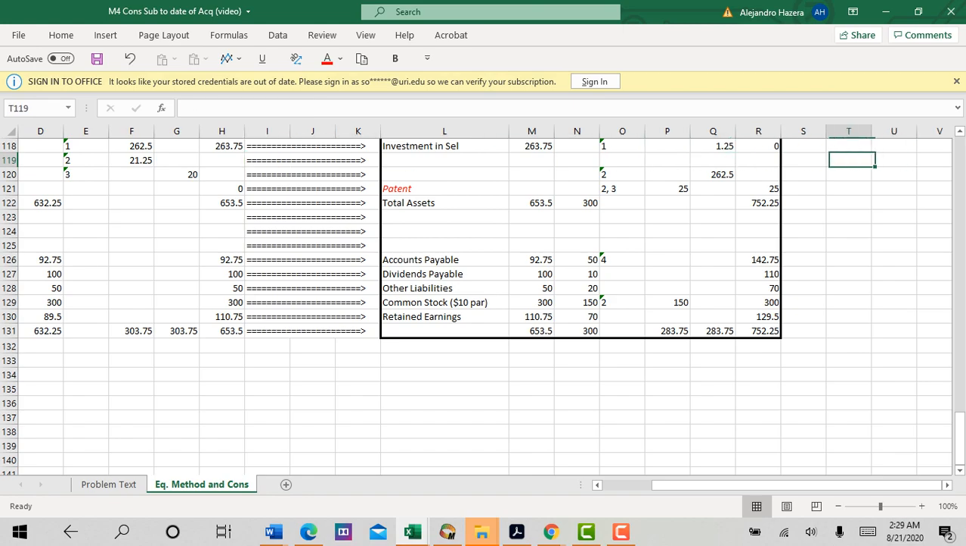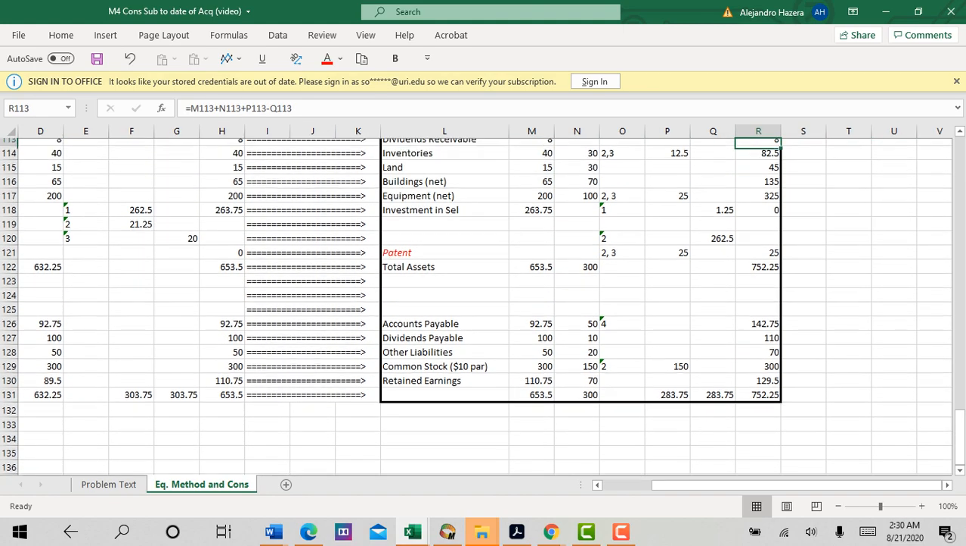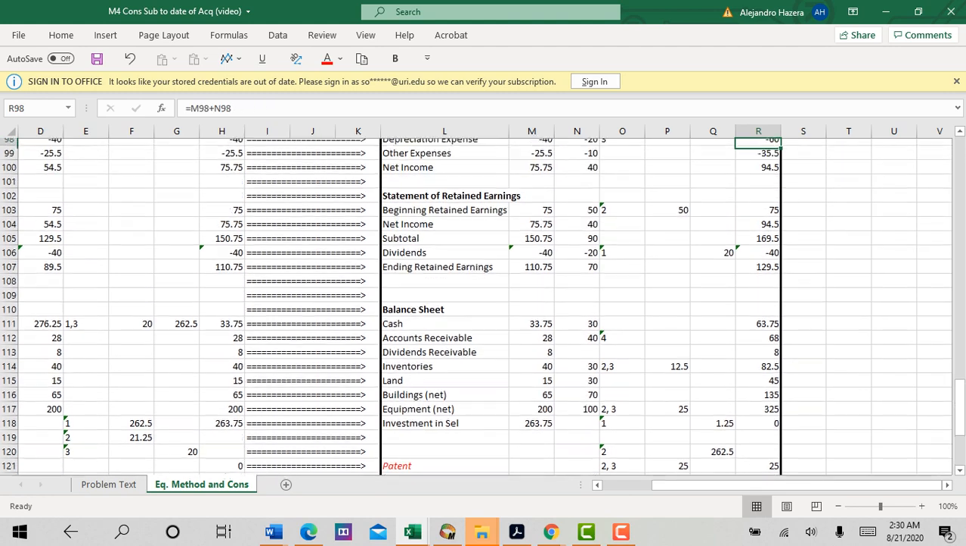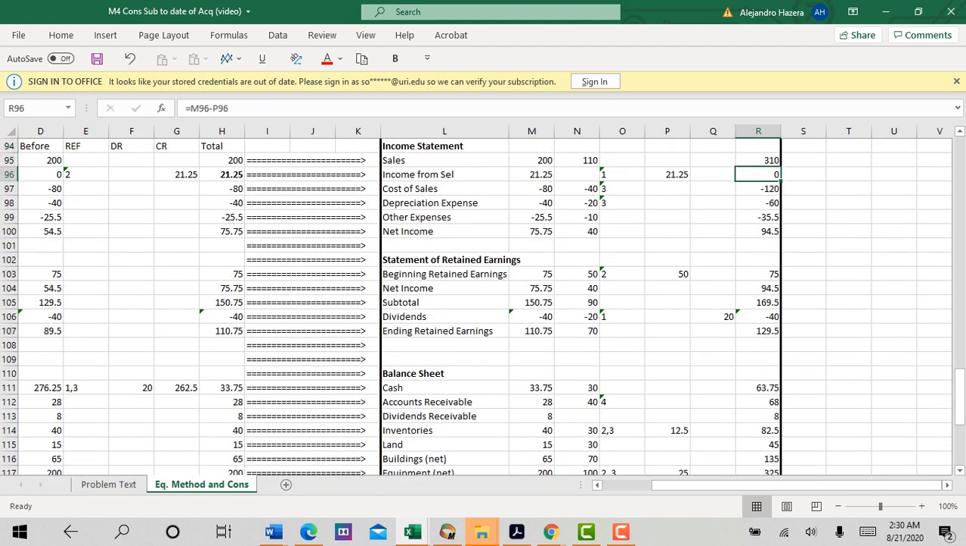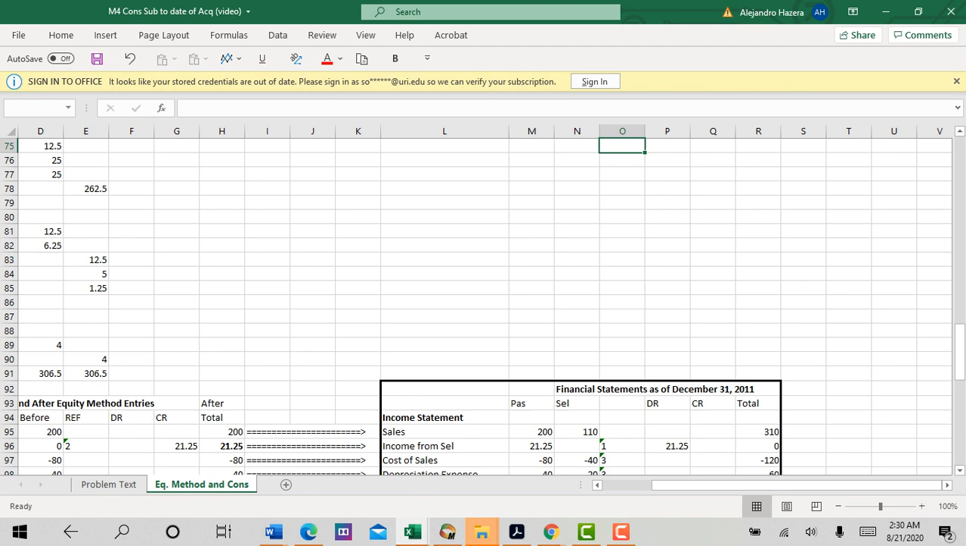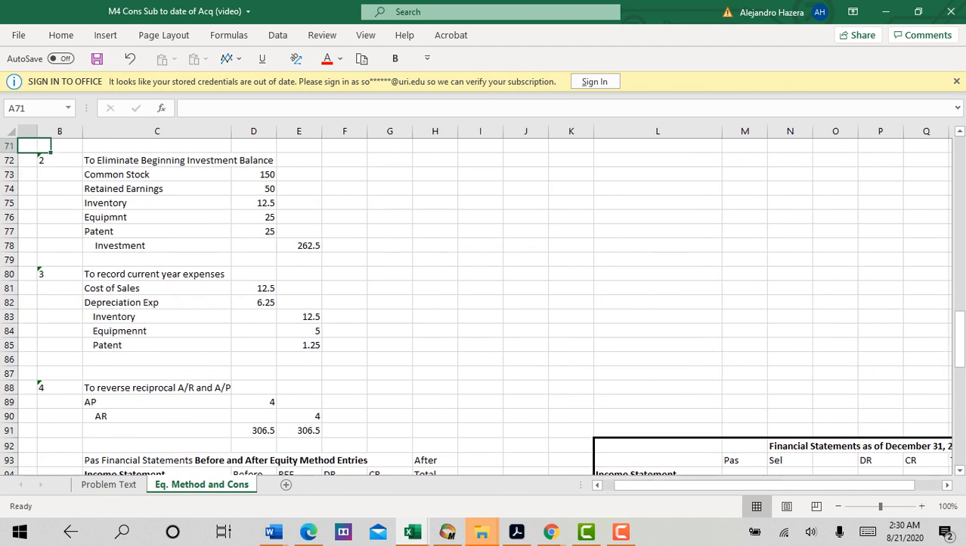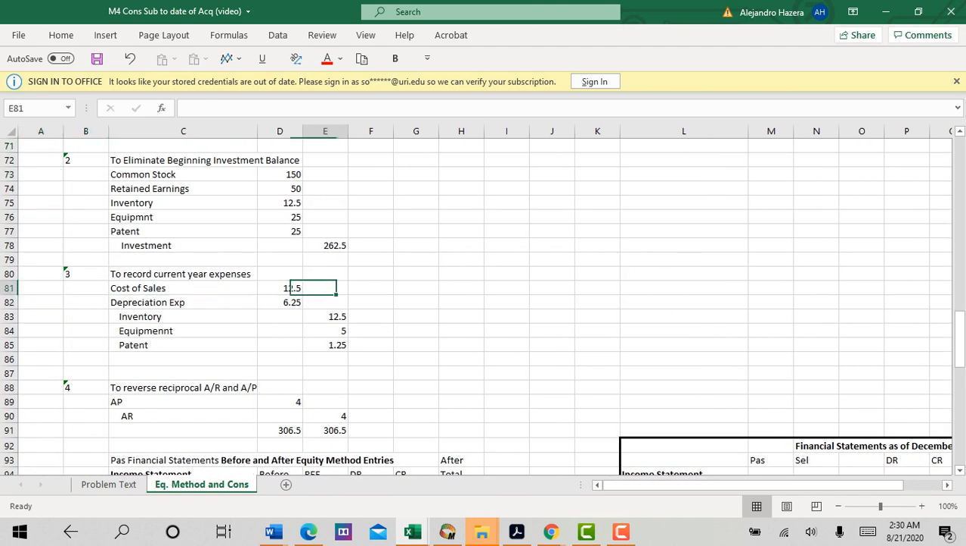So what we've done so far is the investment account is 0, and the income from sub, if I get lucky, is also 0. So we've eliminated our equity method balances. Those are as of the beginning of the year. Now we've got to actually record the current year's expensing because we're going to have some excess cost of goods sold for the inventory, and that's entry number 3. And the depreciation amounts here. So we're dealing in entry number 3 here. Debit cost of goods sold for the inventory write-up, depreciation expense for equipment and patent write-up.